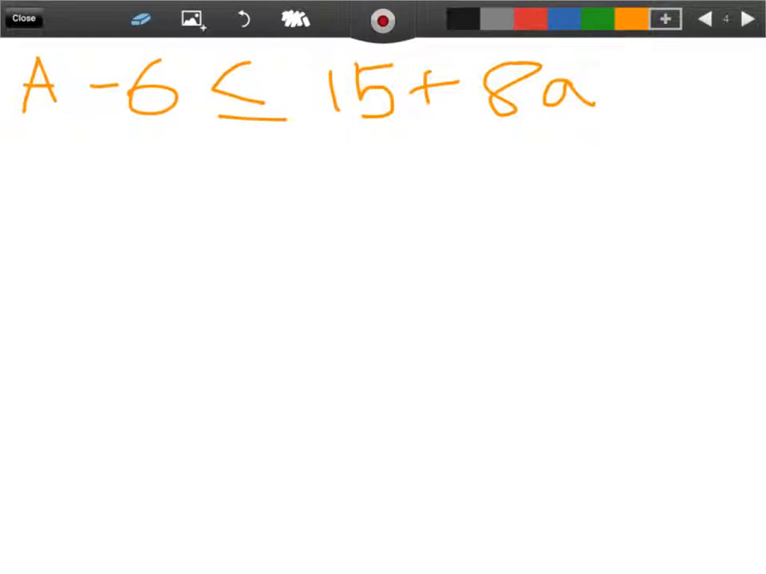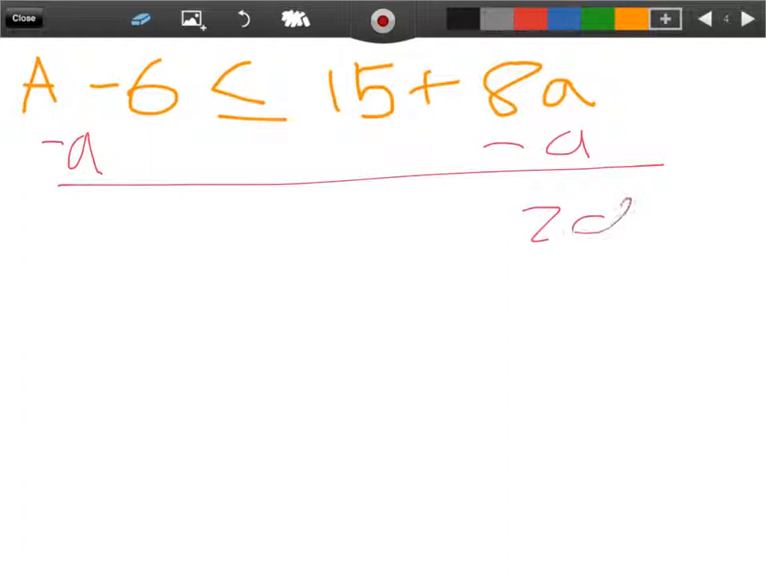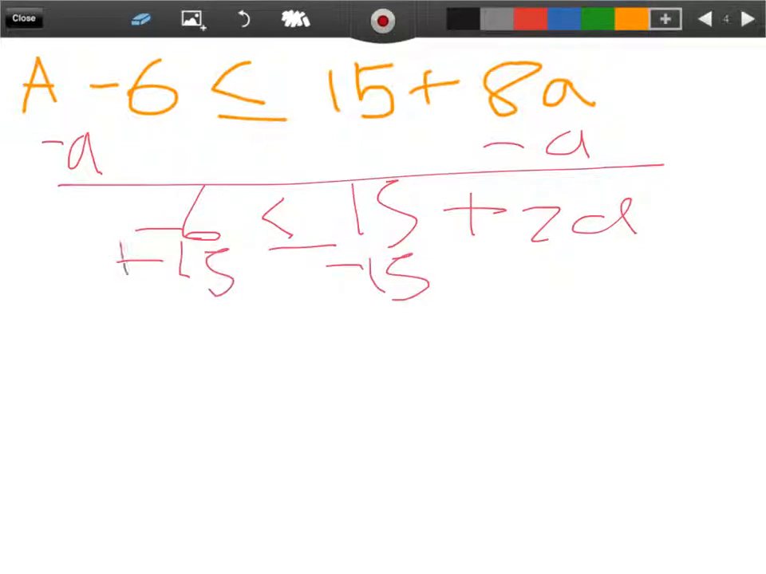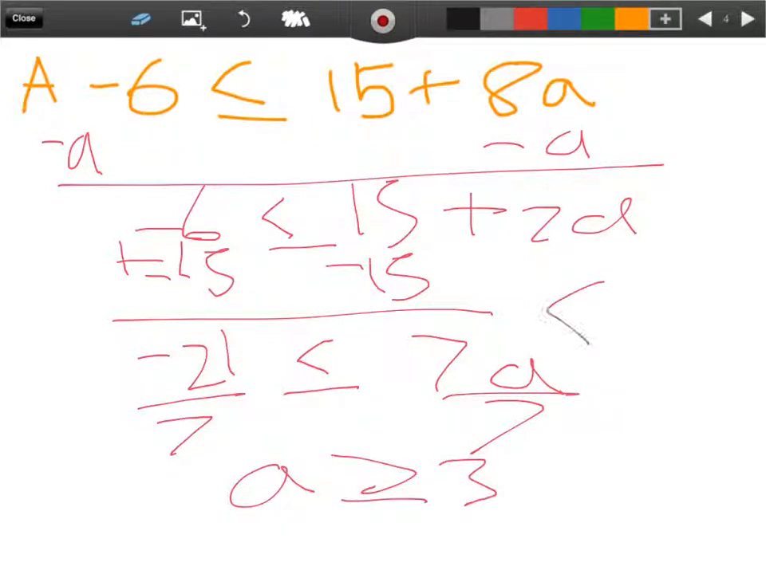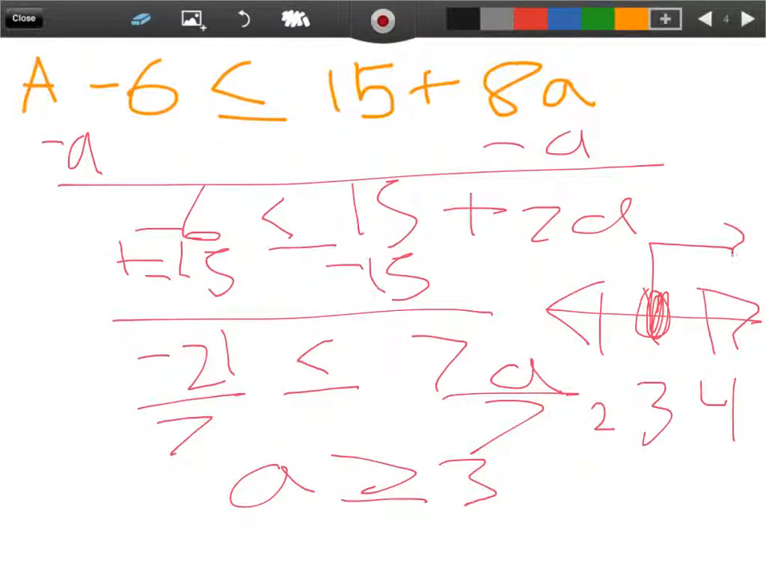On this problem, you minus a on both sides. 7a plus 15 is at least negative 6. You minus 15 on both sides. Keep change flip. Negative 21. And this is 7a. You divide by 7 on both sides. And a is greater than or equal to 3. And you graph it like this. 3, 4, 2. Put a closed dot on 3, and the arrow is pointing to the right.